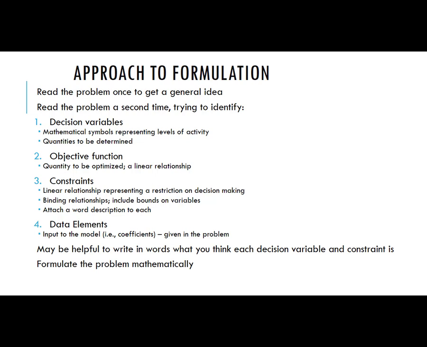We're going to write them in mathematical symbols representing usually levels of activity. It's what we need to determine. So we're going to look first at some product mix examples, which is we're producing different products, multiple products, and we want to know the mixture, how many of each, to produce. So there we would want to try to define the decision variables in a way that we know how much of each product to produce.